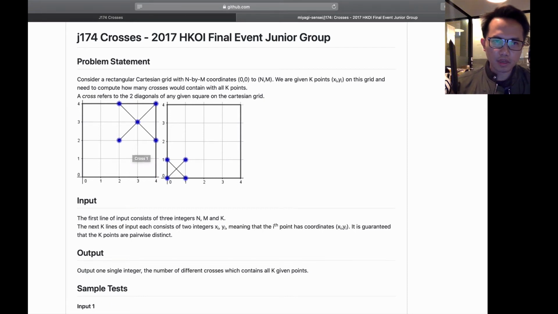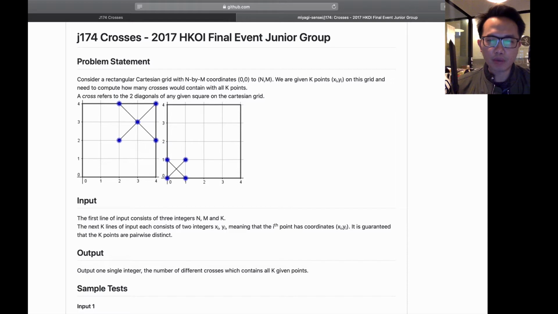J174 Crosses. In the GitHub link below, you can find the problem statement. On that page, you can also find at the bottom a link to the original version of the problem at the HKOI online judge. But you don't need an account to see the problem. I've already summarized the entire problem in the GitHub link below.